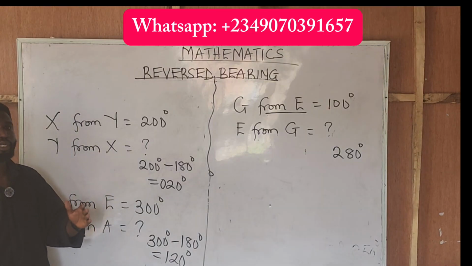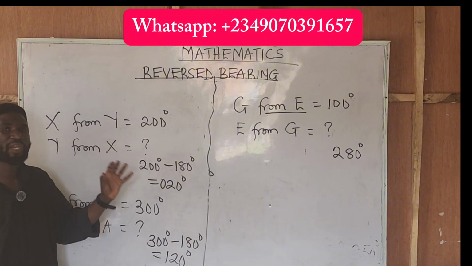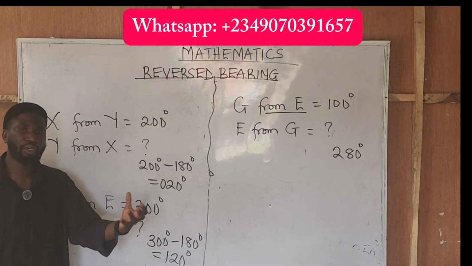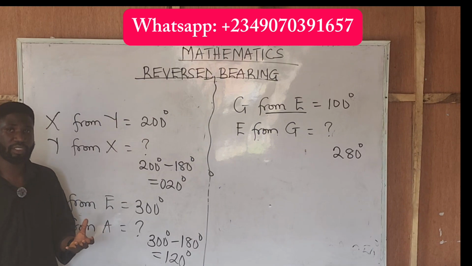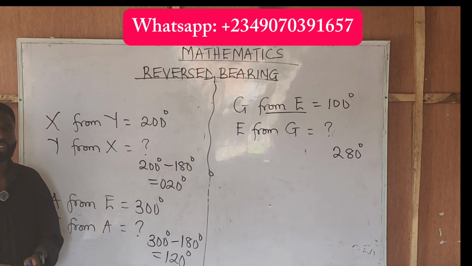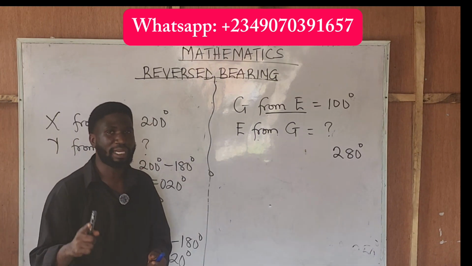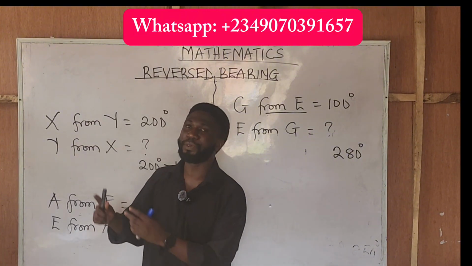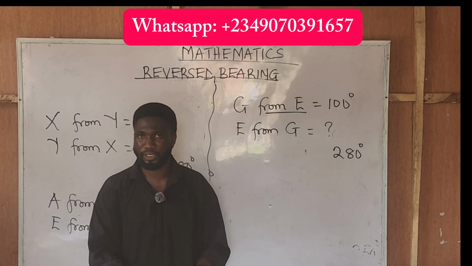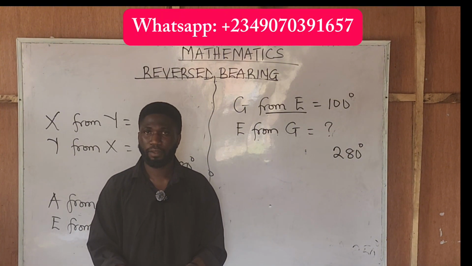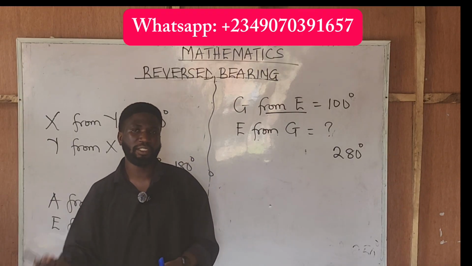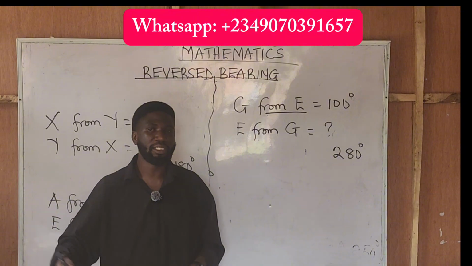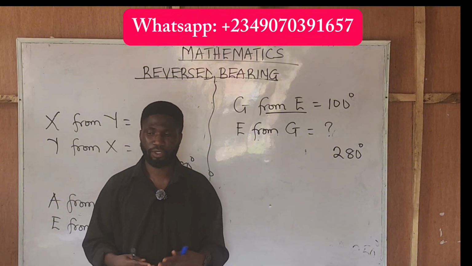So here's the simple method you can actually use. Whenever the given bearing is more than 180 degrees, just remove 180 from the bearing given to you. Do you understand? So now let's try to use the other method. But please take note, like I said earlier, this only involves 2 points: A from B, B from A, C from D, D from C, A from E, E from A. Do you understand? All right.